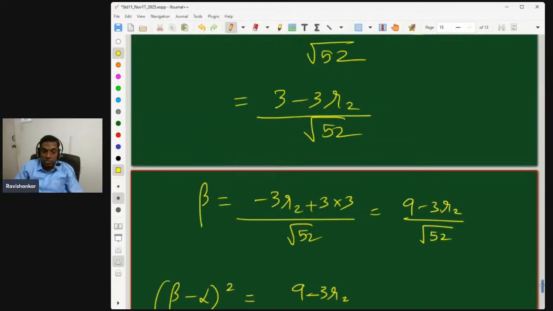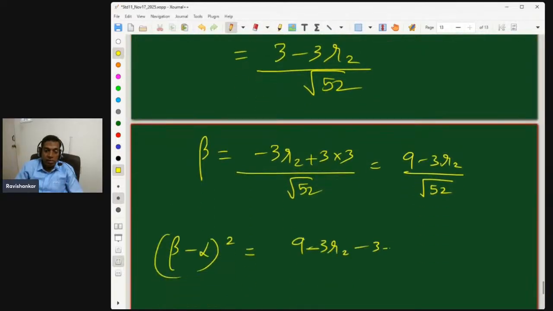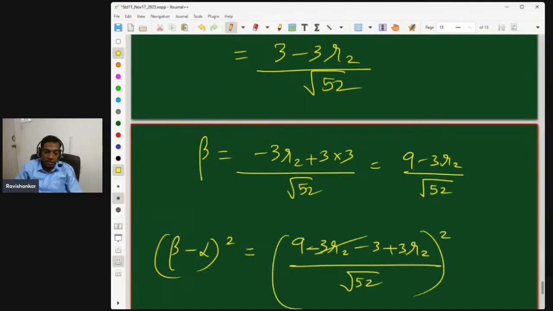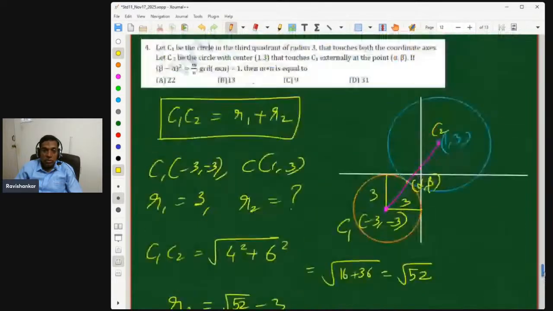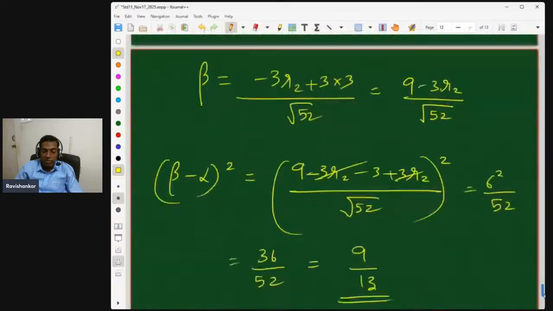9 minus 3R2 minus 3, whole squared, and this thing cancels. So 6 squared by 52, which is 36 by 52, which happens to be 9 by 13. So that is m by n.